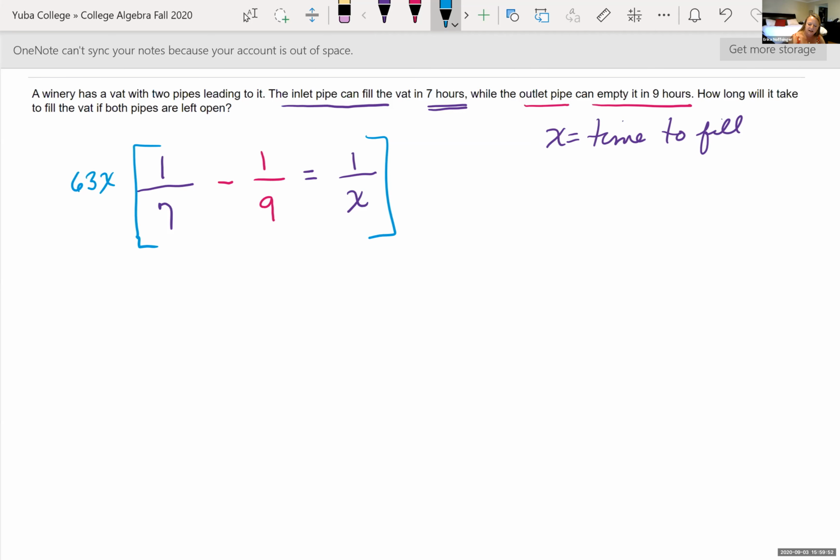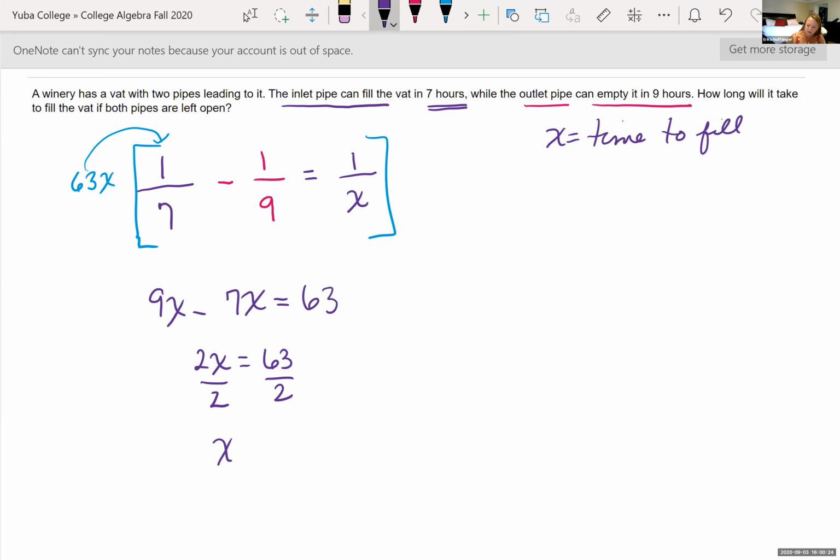So we can get rid of our fractions by multiplying each piece by 63x. So 7 goes into 63 9 times, we have 9x, minus 9 goes into 63 7 times, and so we have minus 7x. This is equal to 63. So we have 9x minus 7x is 2x. And this is equal to 63. So we get x is equal to 31.5.